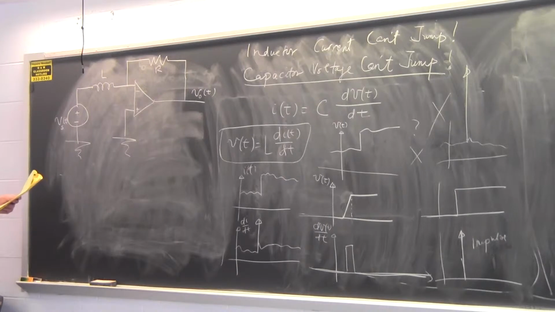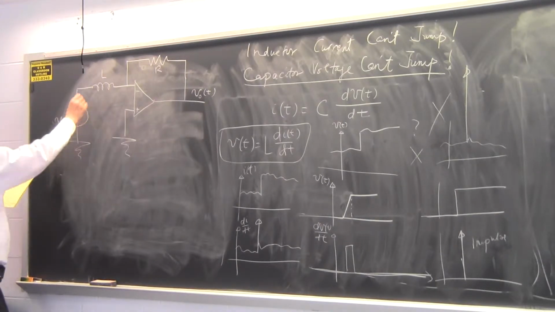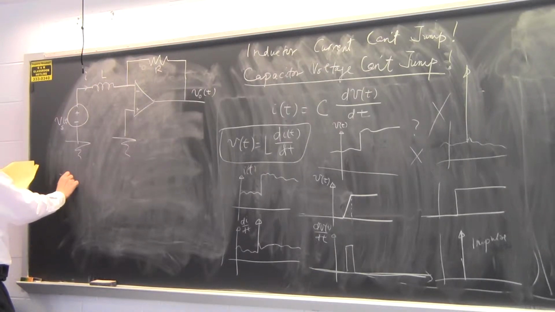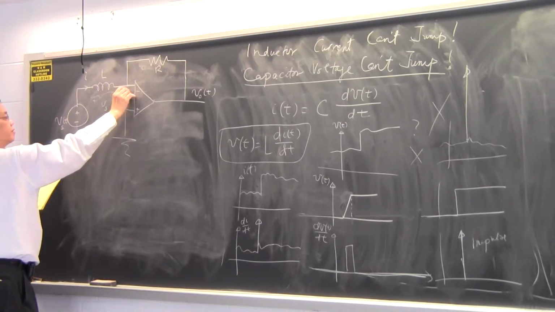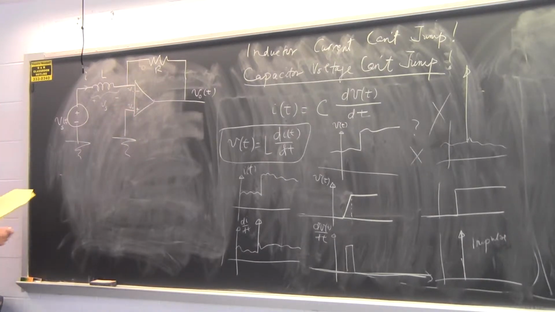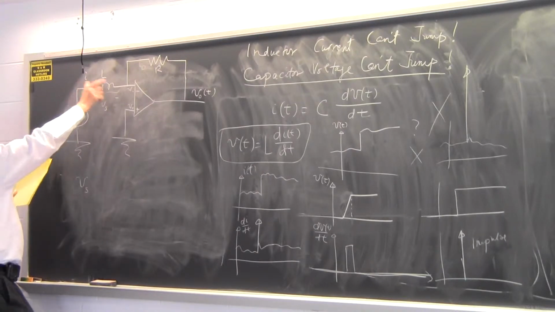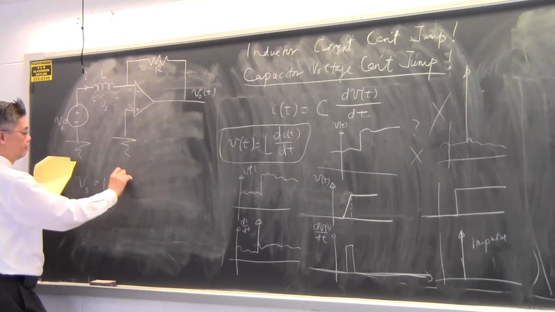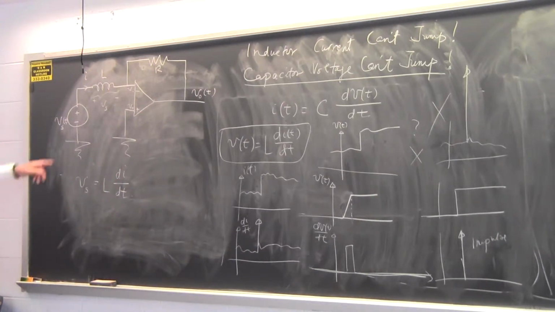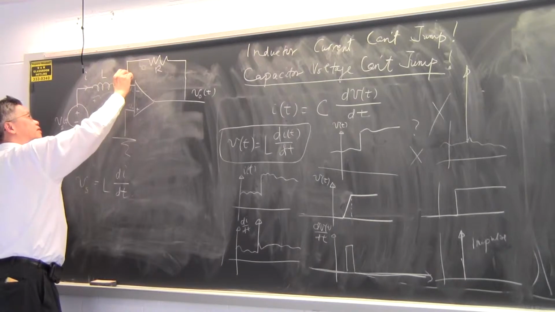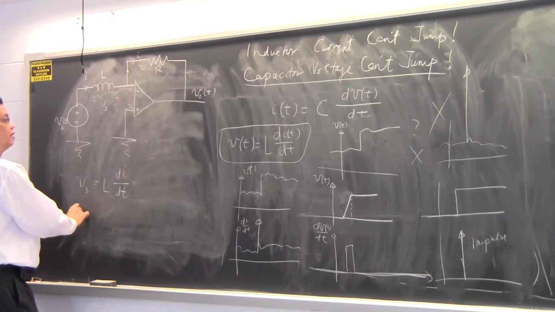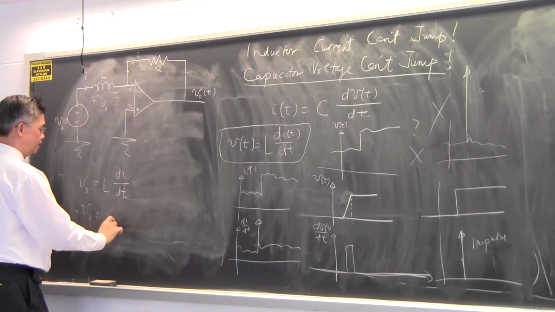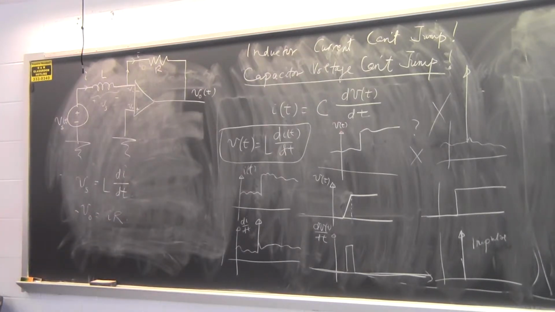And then if I analyze this thing, if I call this current I, then I know that the voltage drop across this is going to be Vs, because V minus is going to be 0, V plus is going to be 0. So immediately this source voltage is going to drop completely across the inductor, Vs equals L dI/dt, if I just look at that part of the circuit. And this I is going to be there as well. And then I know that minus V naught must be I R.